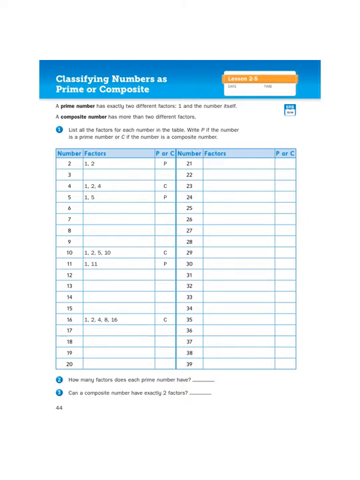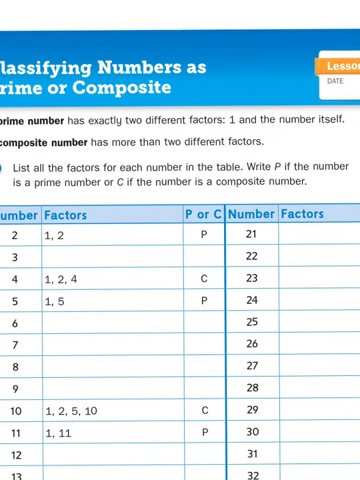We're in our math journal on page 44, Unit 2, Lesson 5. So the first thing we should do is define those terms, prime and composite. A prime number has exactly two different factors, 1 and the number itself. These are the only two numbers that I can multiply together to get that product.